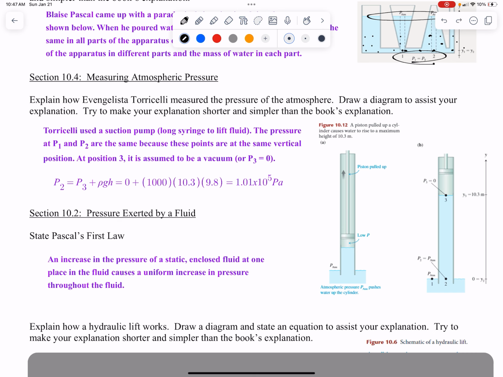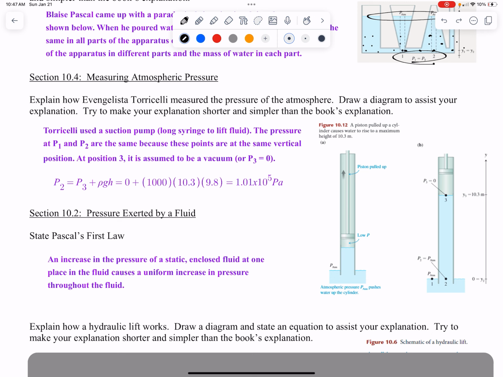Now, what he found using this idea was really interesting because he came up with it well before Pascal published his second law. This is essentially Pascal's second law, but he hadn't published it yet. So it's kind of amazing how Torricelli came out with this. Pascal actually published his second law the year Torricelli died, in fact.